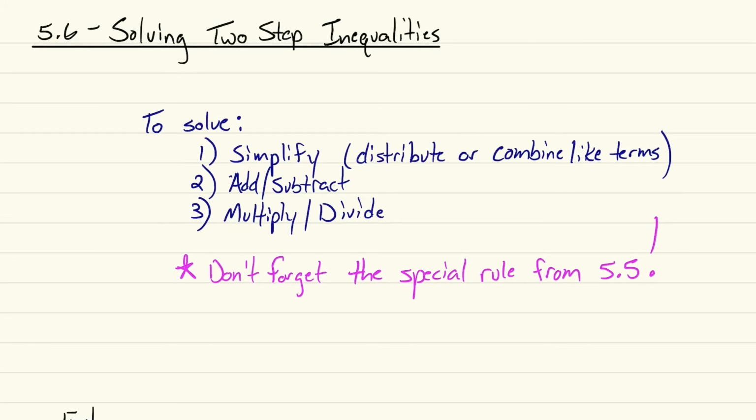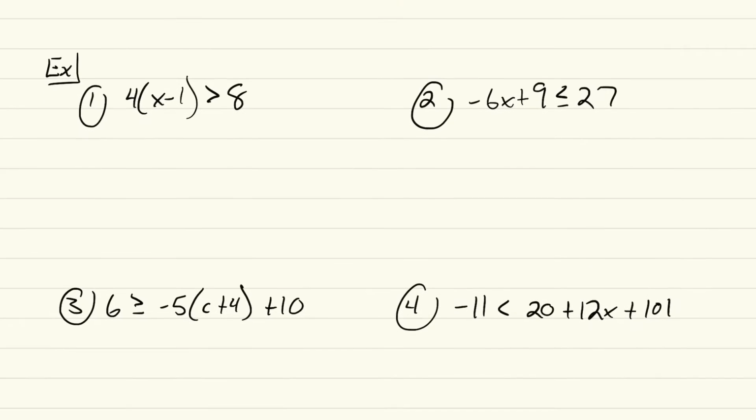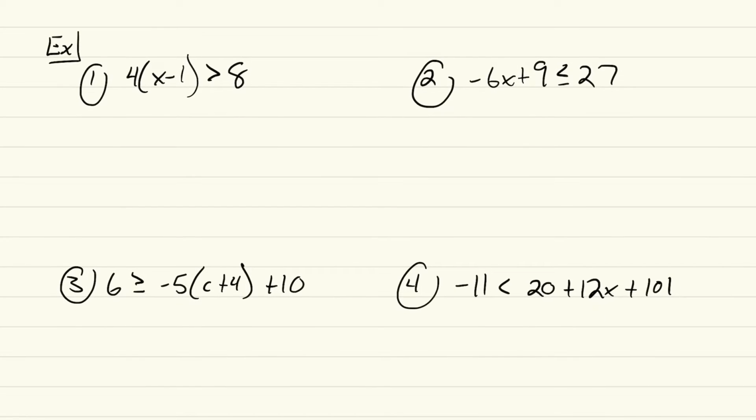Okay, so let's get into our examples here. We have 4 examples on what we need to do. So again, our 3 steps are simplify, add, subtract, multiply, or divide. Now, to deal with this, our first step is to simplify. So we have 4 times, in parentheses, x minus 1 is greater than 8.